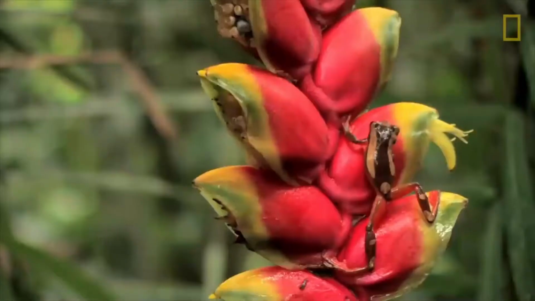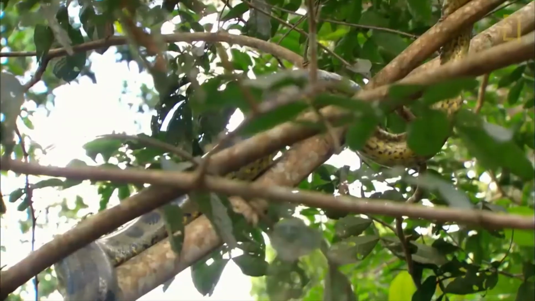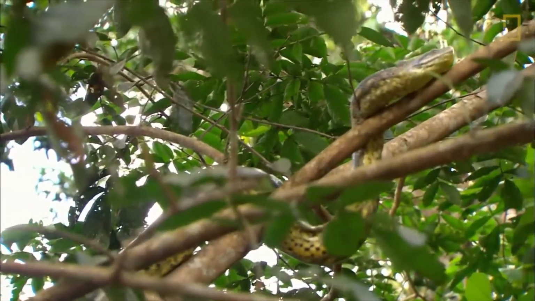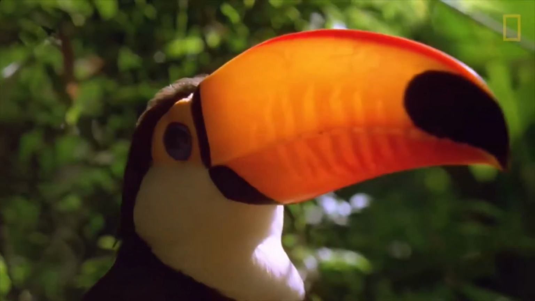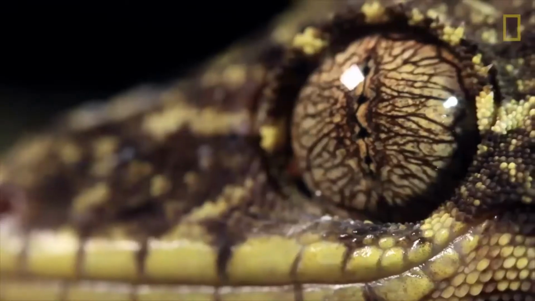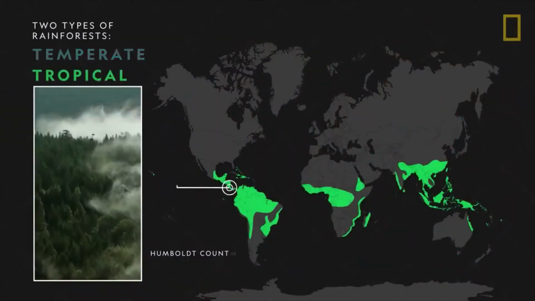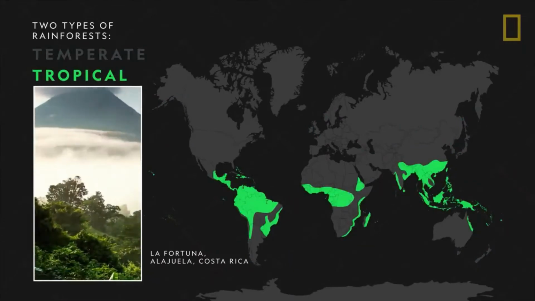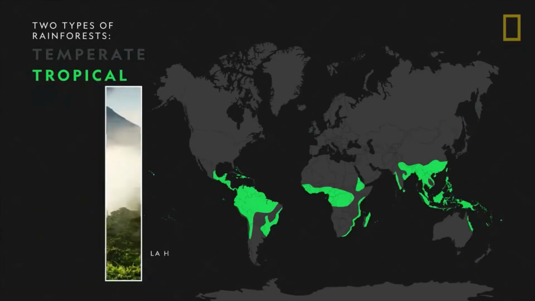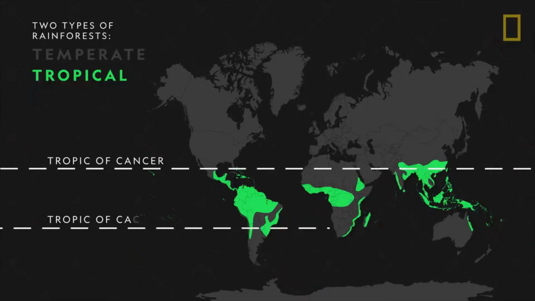Rainforests are the oldest living ecosystems on the planet. Some can trace their origins to over 70 million years ago, back to a time when dinosaurs still roamed the Earth. Tropical rainforests are primarily located in warmer climates between the Tropic of Cancer and the Tropic of Capricorn.